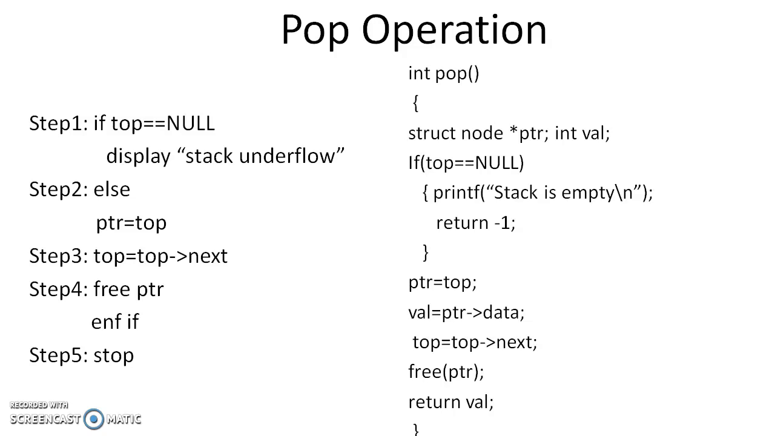So in the pop operation, the main thing that we are doing is top equals top's next. The other three statements that we have written, pointer equals top, value equals pointer's data, and free of pointer, are used just for displaying the value that we have removed and freeing that pointer. But the only statement that is really needed is top equals top's next.